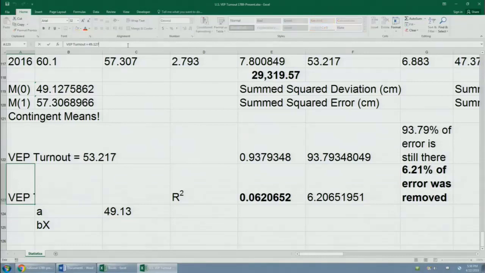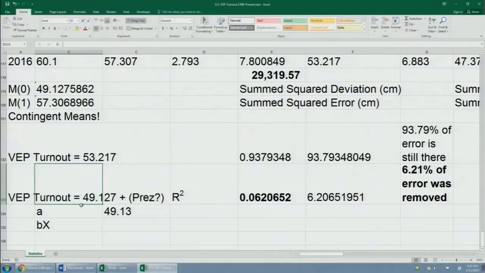And what if it is? How do we then get the equation to say, but wait, if it is a presidential election year, there's going to be some x there, and our x is the value of pres. When pres equals 1, what are we going to put in that spot to make the whole equation turn out to be 57.306?